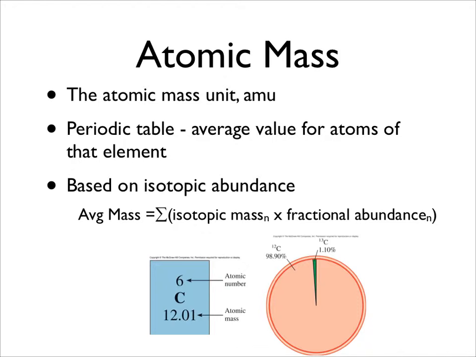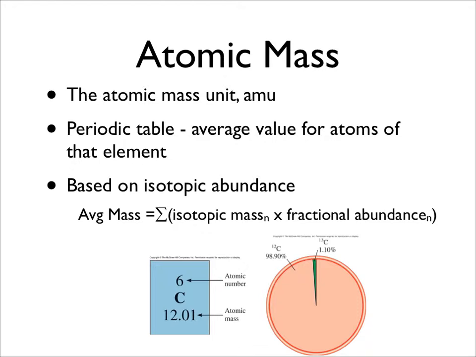These are fractions. This is based on what we call isotopic abundance. The isotopic abundance is actually a weighted average of the masses of different isotopic fractions. So it is the sum, that's what the sigma means, of the isotopic mass times its fractional abundance. As I said, this is a weighted average. This is exactly how I calculate your grades, is a weighted average.